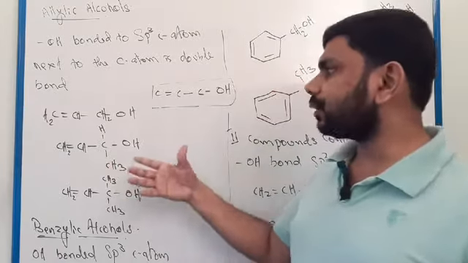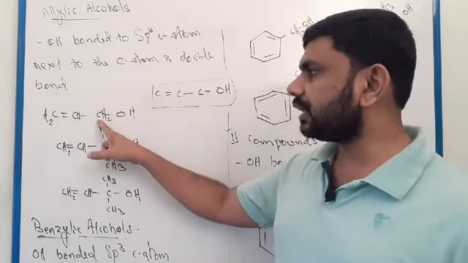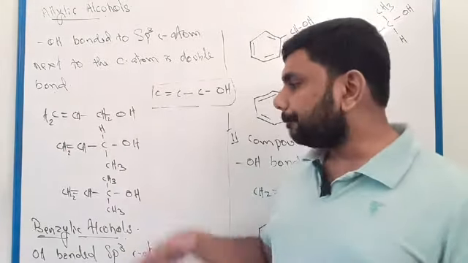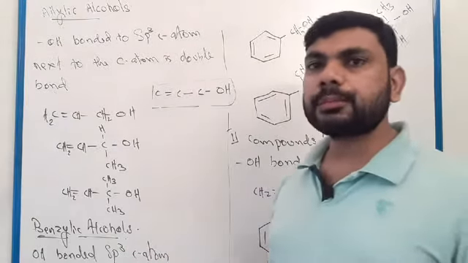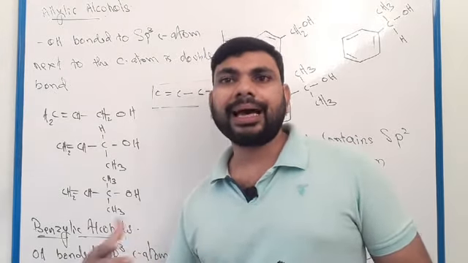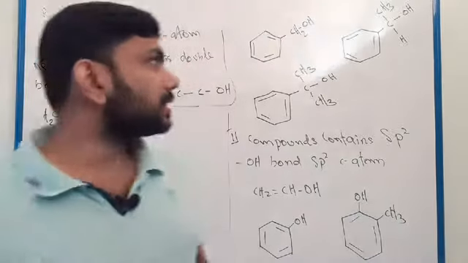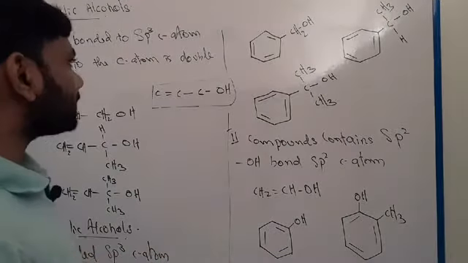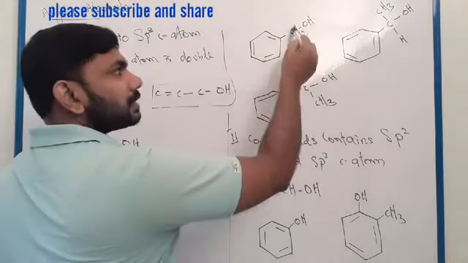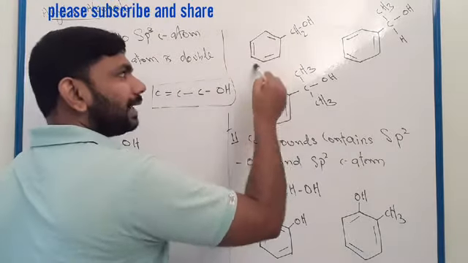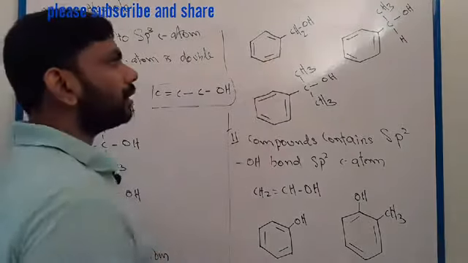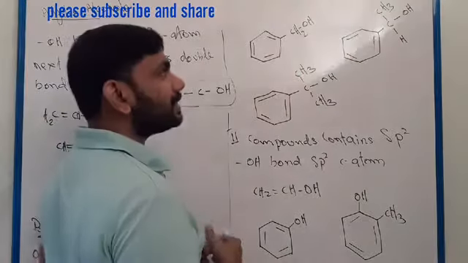So here, allylic alcohol means OH bonded to an sp3 carbon atom next to a carbon-carbon double bond. Benzylic alcohol means OH bonded to an sp3 hybridized carbon atom next to an aromatic ring, a benzene ring. This is benzylic alcohol. Okay, that is benzylic alcohol. So these three are examples for benzylic alcohol.